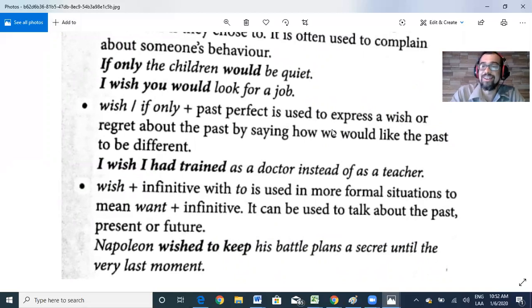Well, we as teachers might be able to say that, or maybe I would like to be a musician or something like that. So you can say, well, I wish I had studied another career instead of being a teacher, or whatever you want to say. It is when you want to change the past, but the reality is something else.